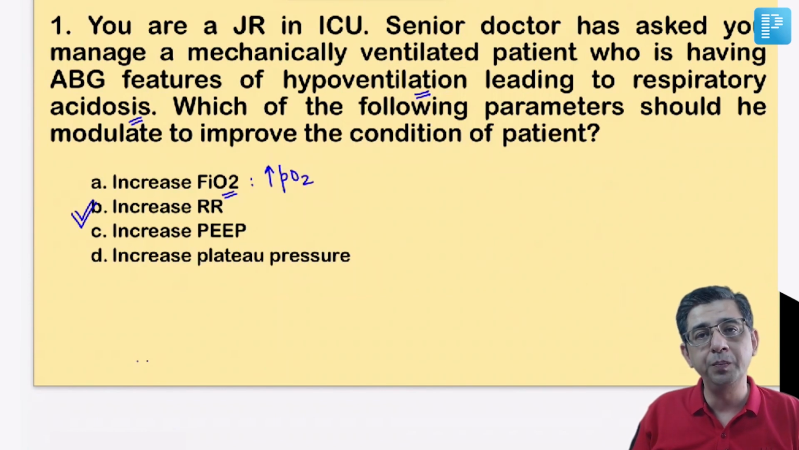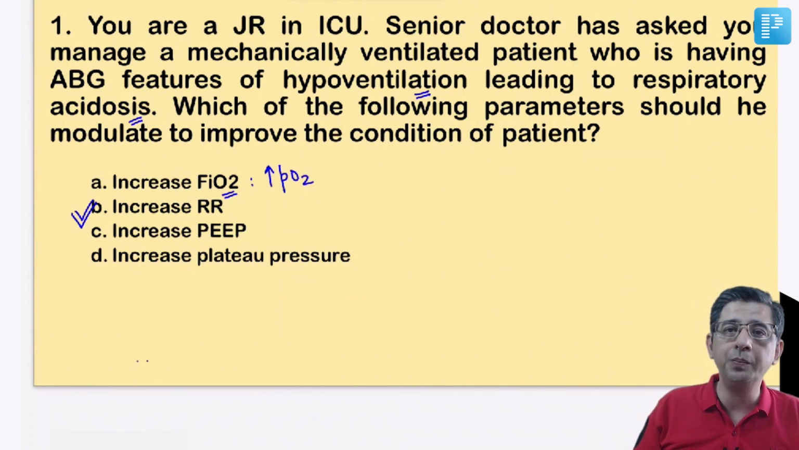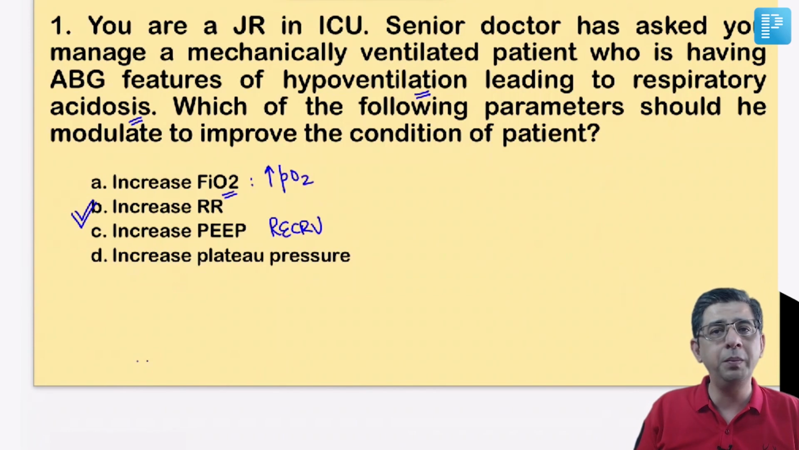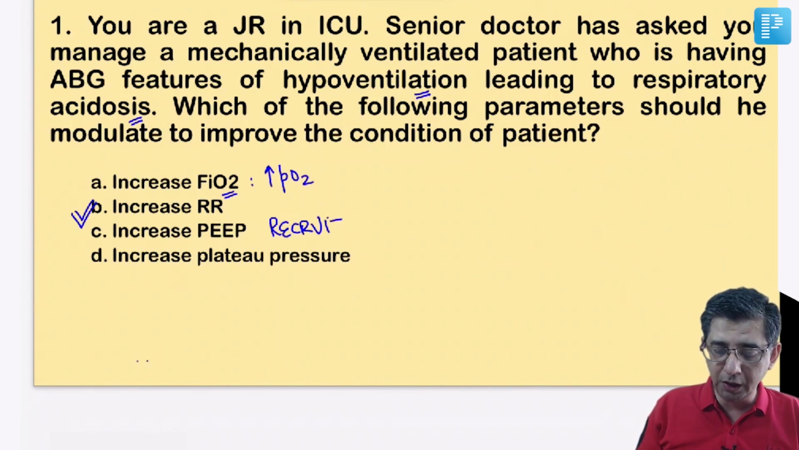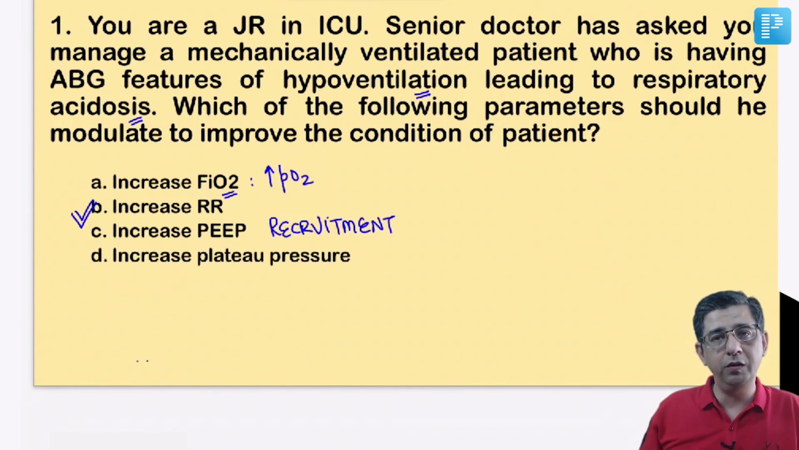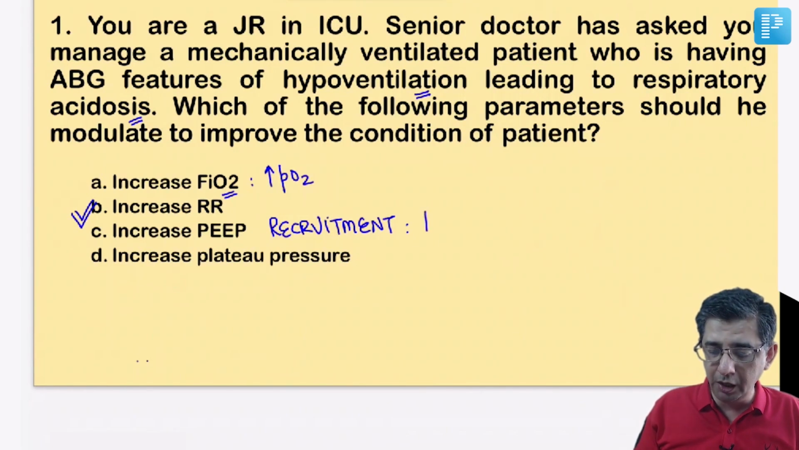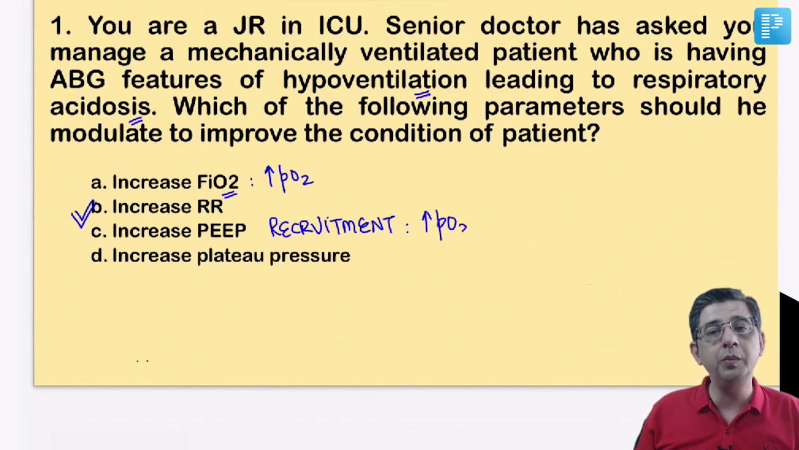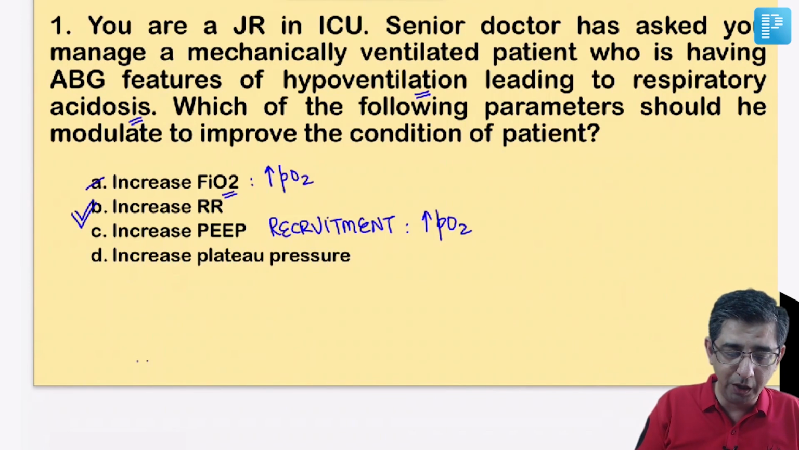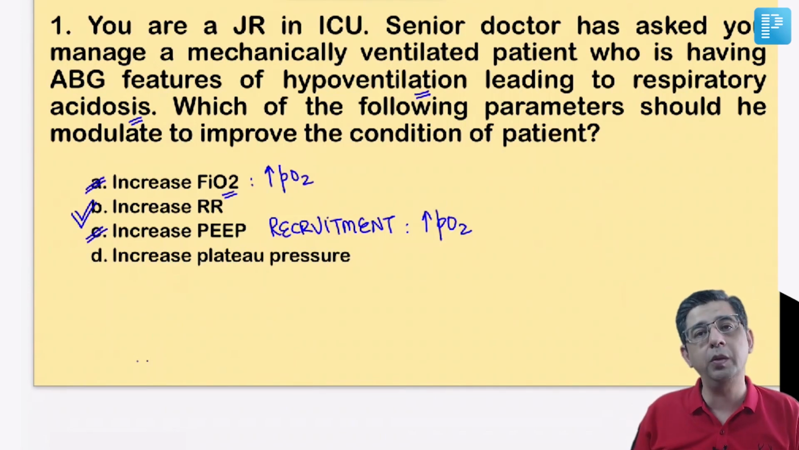Now let's look at option number C, increase of PEEP. Positive end expiratory pressure. If you increase the PEEP of the patient, it will cause more alveoli to remain open. So I can effectively use the word recruitment of alveoli. And if you recruit more alveoli, if you have more surface area available for gas exchange, you would again be able to increase the PO2 of the patient. So option number C and A both are ruled out right away. Why? Because both of them are useful for increasing the PO2 of the patient.